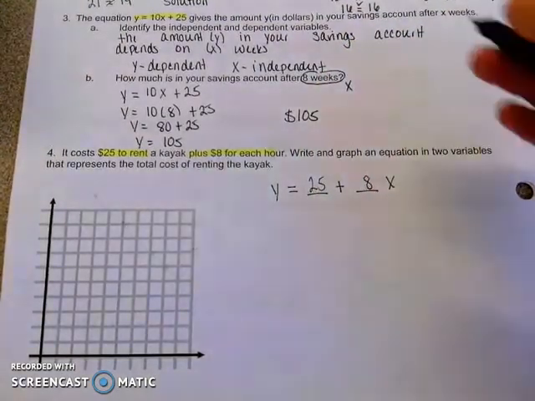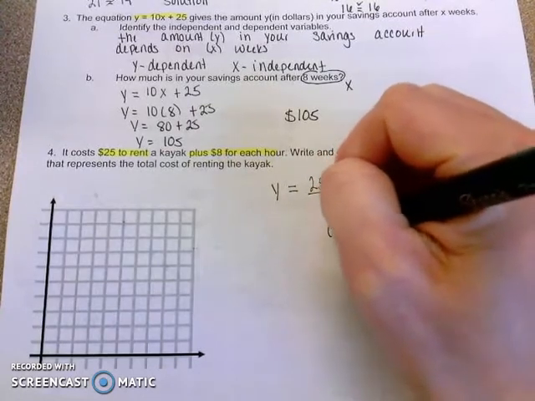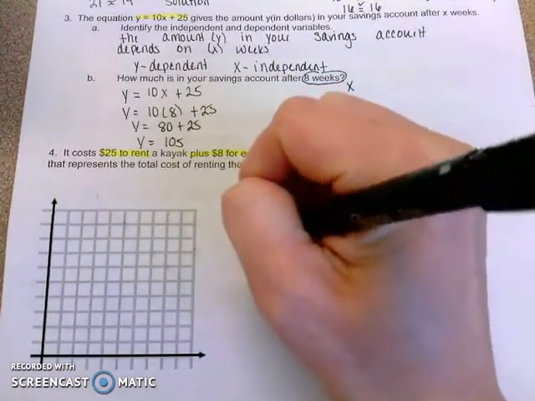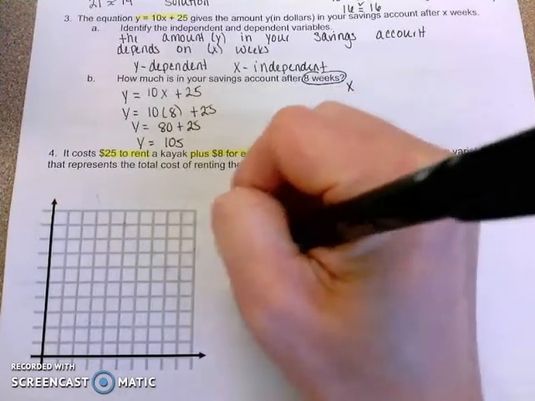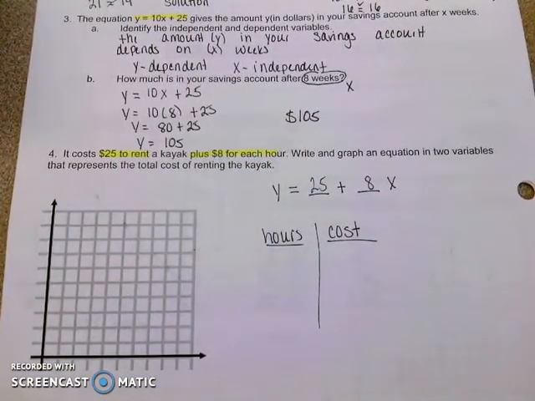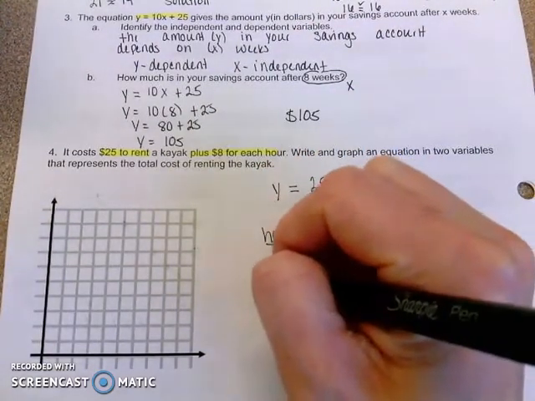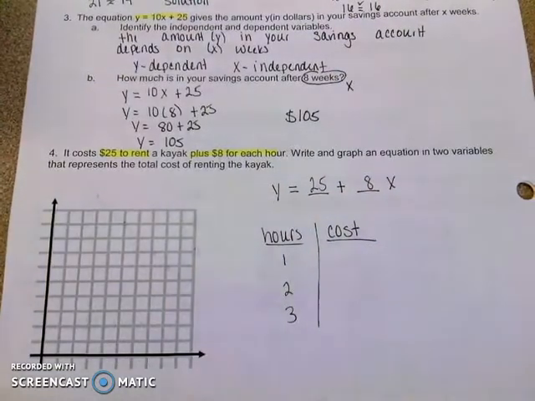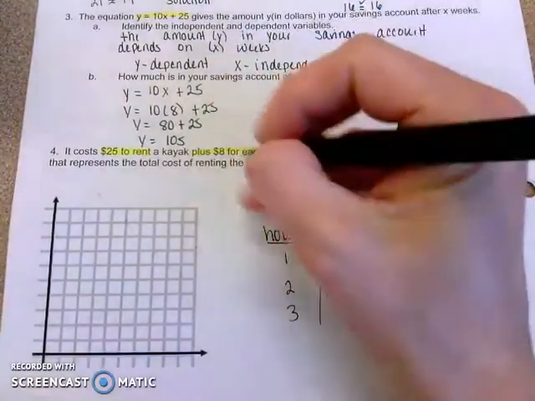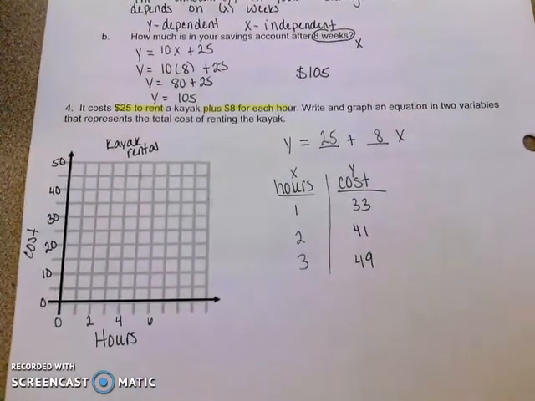Now I want you to create a table, okay, for the cost and the hours. So pick some easy numbers to work with. If I rent the kayak for 1 hour, how much is it? If I rent it for 2 hours, if I rent it for 3 hours, and so on. So you would substitute this in for X to get your Y.